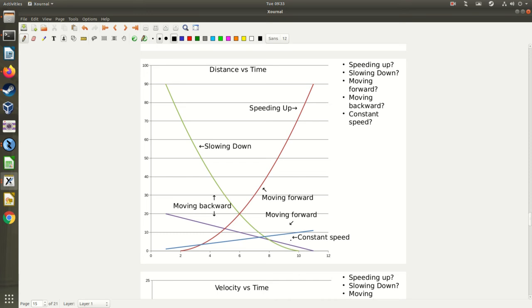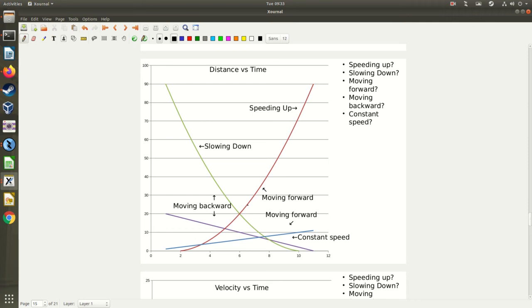Now, the other two, we have slowing down and speeding up. In this case, the slope is changing with time. Anytime the slope changes with time, you have an acceleration. So you can either speed up or slow down. This one in particular is speeding up because the slope is increasingly getting more positive. And this one is slowing down because the overall magnitude of the slope is getting smaller and smaller. And so those are two other things you can glean from this.